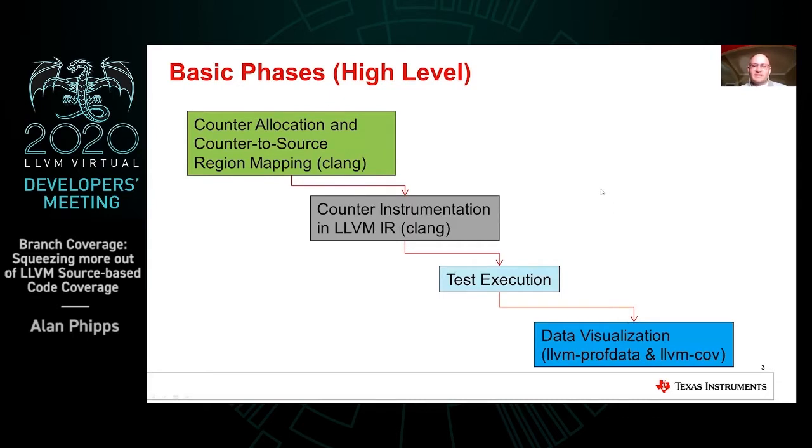There are a few phases employed by Clang to ensure that code coverage is enabled and instrumented. The first thing it does is allocate counters and map those counters to regions in your source code. After that, it instruments counters into the LLVM IR during the lowering phase. This is code that you can then execute and run through your test infrastructure. And finally, with the data from the test execution, you can visualize that data using the LLVM Prof Data tool and the LLVM Cov utility.